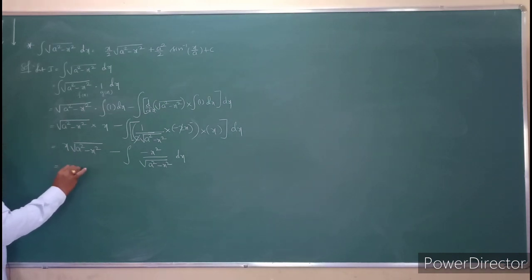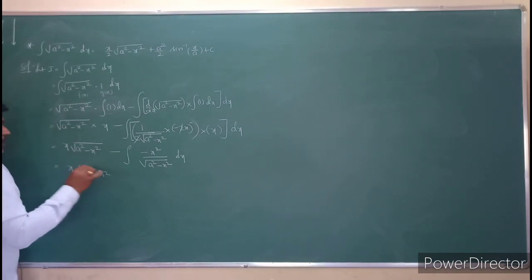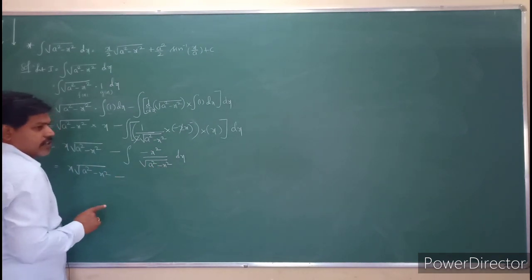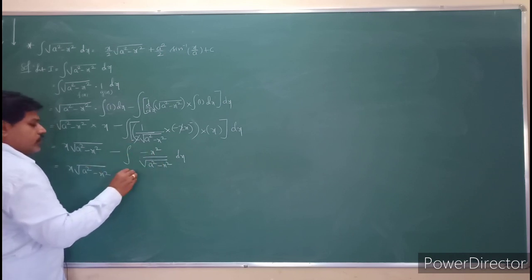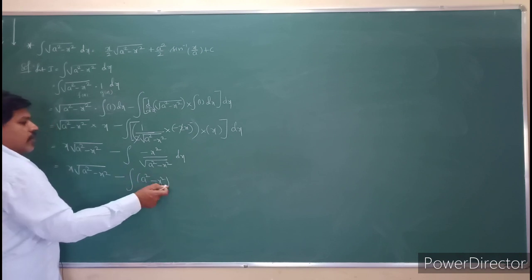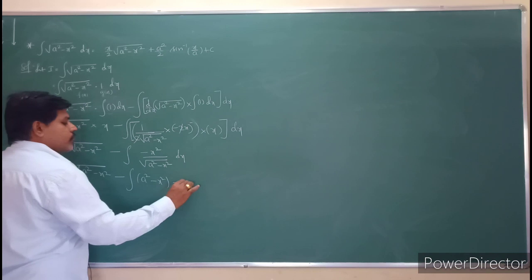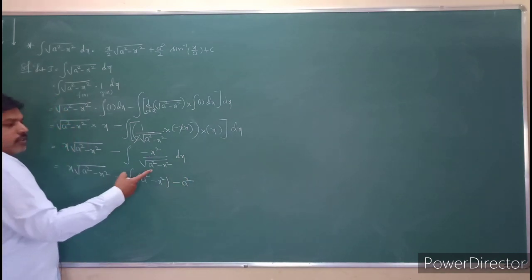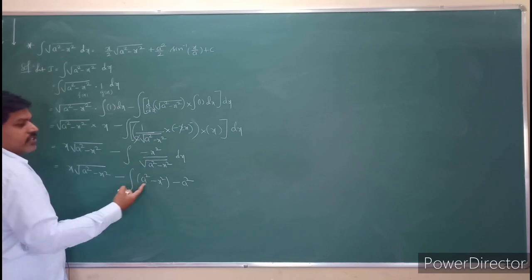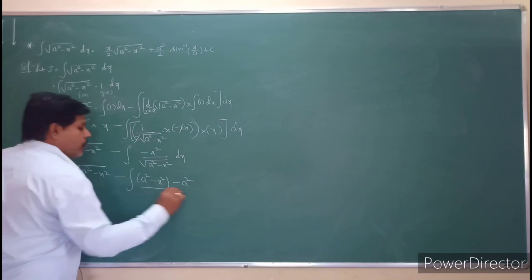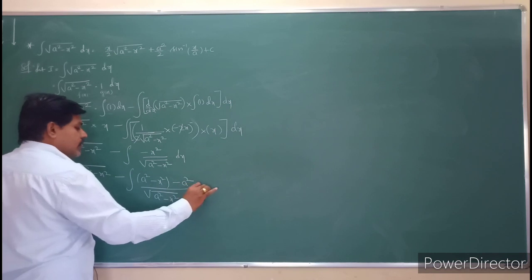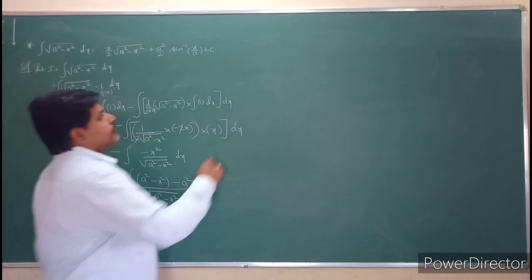So that is equal to x into root of a square minus x square minus, observe that in the denominator a square minus x square is there. This term you have to get in the numerator. What will we do? In the denominator a square minus x square is there, here only minus x square is there. If you add a square, you have to subtract a square also. So I will add plus a square and I will subtract a square, by root of a square minus x square into dx. So separate the terms.